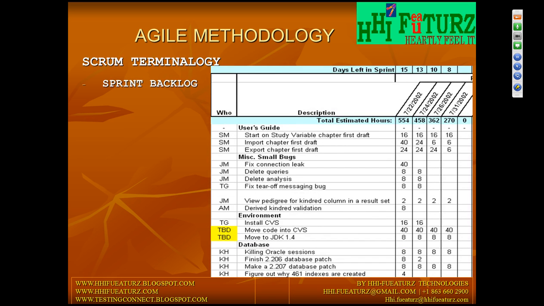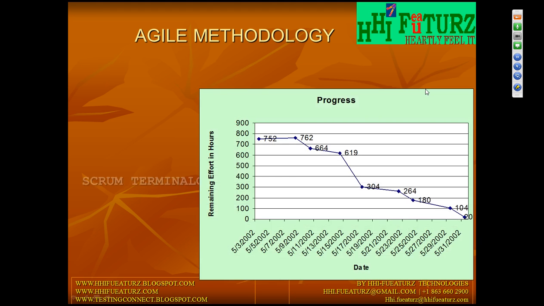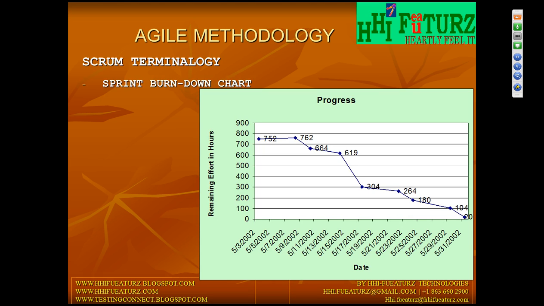Okay, sprint backlog, the dates you see. Sprint, these are the user stories. See, SBM, SM, JM. This one is the subject master. So dates also you are getting, you see. Okay, burn down chart.